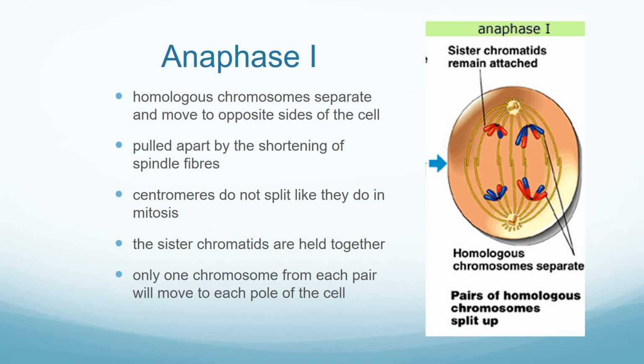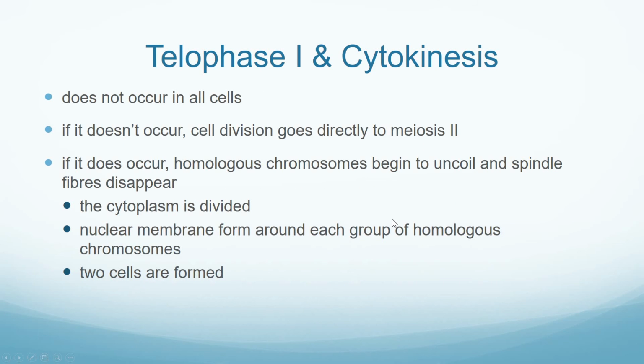In anaphase 1, the homologous chromosomes separate and move towards opposite sides of the cell and get pulled apart by the shortening of spindle fibers, very similar to our mitosis, except the difference here again is that they have the entire pair that's going with them. Now, telophase and cytokinesis does not necessarily occur in all cells, and if it doesn't occur, cell division goes directly to meiosis 2. If it does, homologous chromosomes begin to uncoil and spindle fibers disappear, and the cytoplasm is divided, nuclear membrane forms, and two cells are formed at the end. Very similar to mitosis here. Now, whether or not it occurs, that will be totally random.